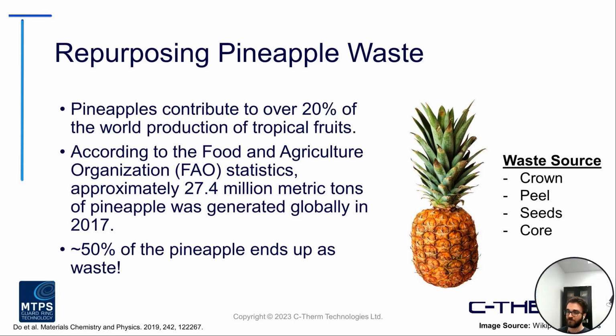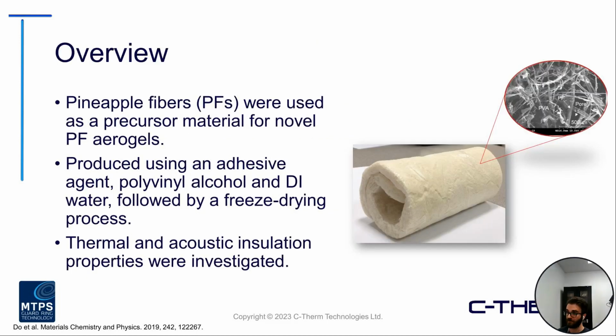And of that, about 50% of that production ends up as waste. This is because things like the crown, the peel, seeds, core, as these things are processed, a lot of those parts are simply discarded and need to be disposed of, and ultimately, a lot of the time end up being burned. So the research was looking at whether there were a way to take some of that waste product and repurpose it in another way.